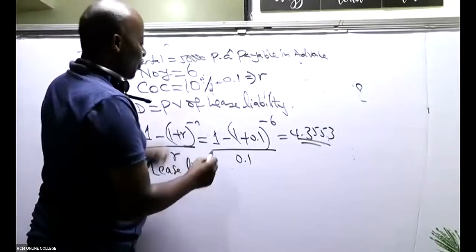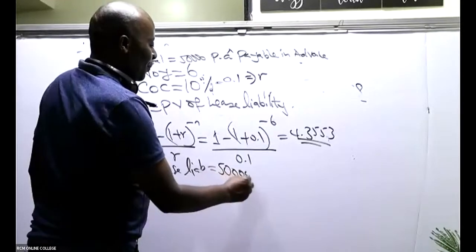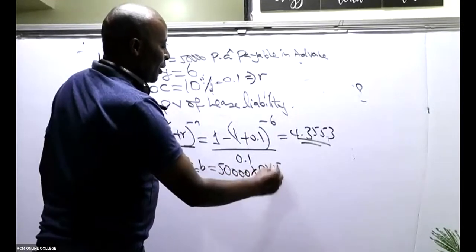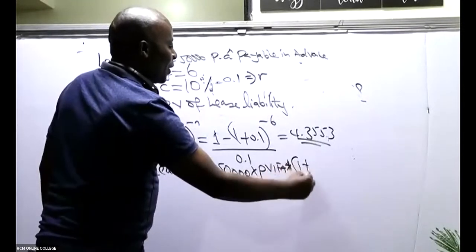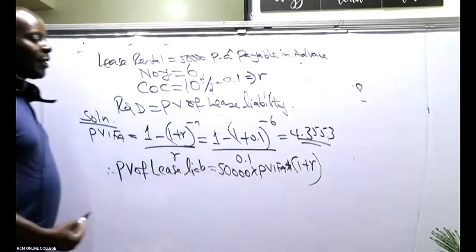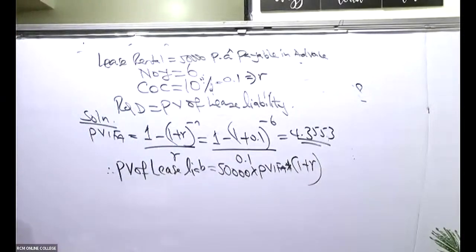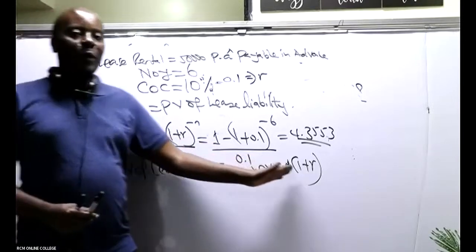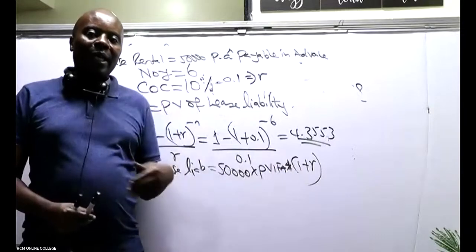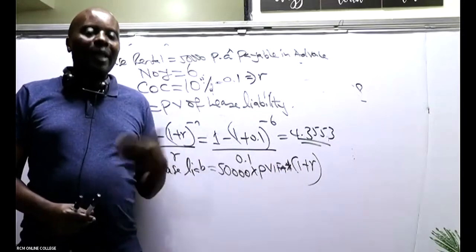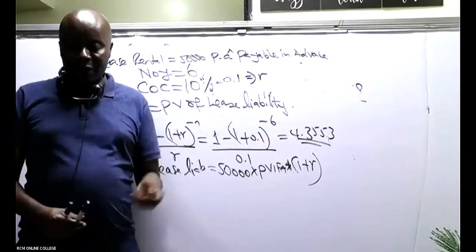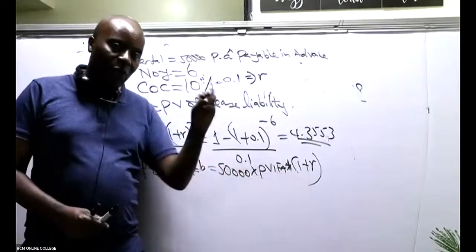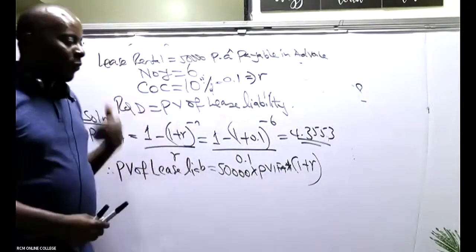And therefore, the present value of my lease liability will be this amount of 50,000, the annuity, times the PV factor. Because in this case it's being paid in advance, we must include that 1 plus R. We only do this whenever you're told that the cash flow is being paid upfront, in advance. You should always add this 1 plus R to take care of that term which comes upfront.